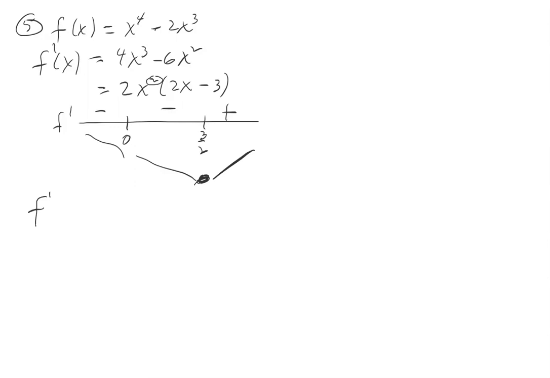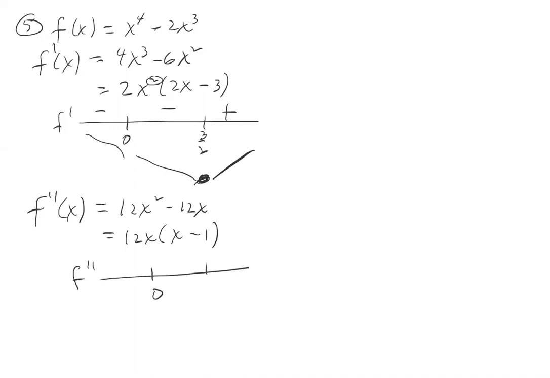Now take a second derivative, which is 12x squared minus 12x. Factor out the 12x and you got x minus 1. Make a number line. Wink. 0, 1. Plus, minus, plus. Concave up, concave down, concave up. So there's 2 points of inflection, right? One at 0 and one at 1 because the second derivative, f double prime, changes signs, right? So there's one extrema and 2 points of inflection.